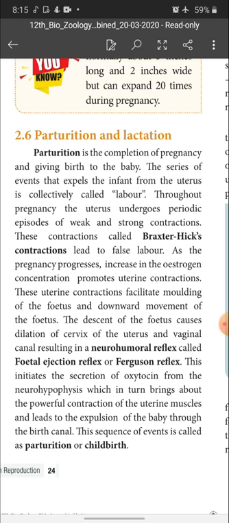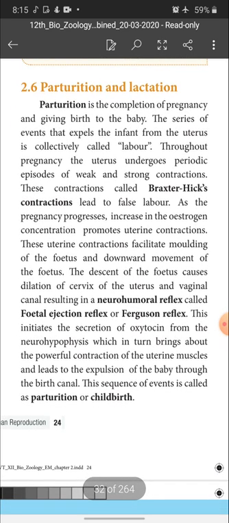This initiates the secretion of oxytocin from the neurohypophysis, which in turn brings about the powerful contraction of the uterine muscle and leads to the expulsion of the baby through the birth canal. This sequence of events is called parturition or childbirth. What happened? So the vaginal opening also dilated. These changes initiate another hormone called oxytocin. This hormone is secreted by the posterior neurohypophysis of the pituitary gland.